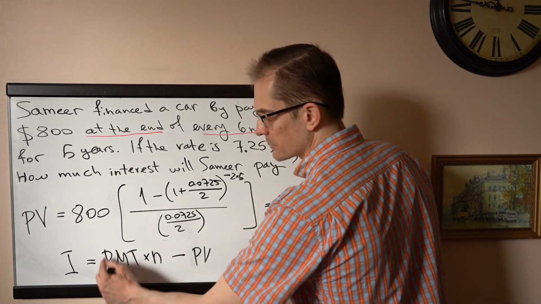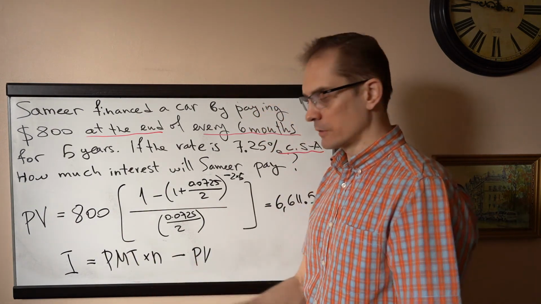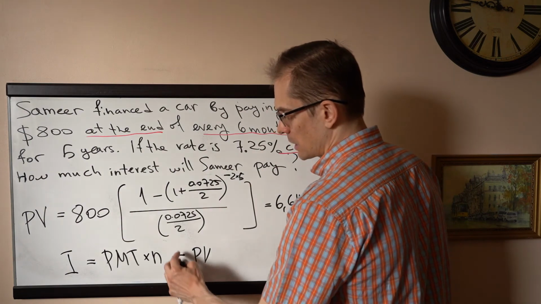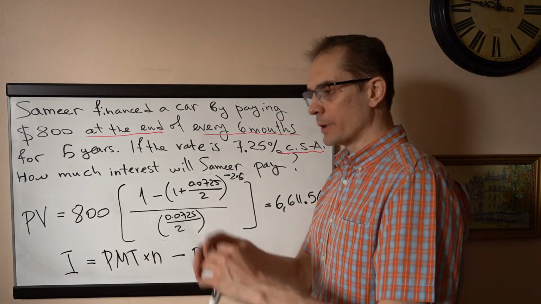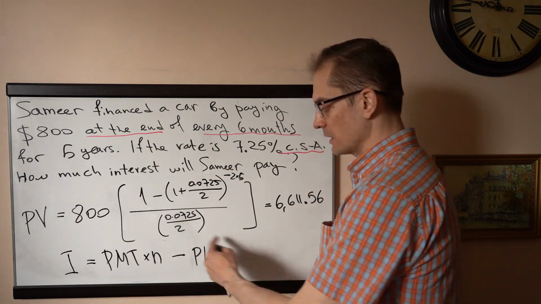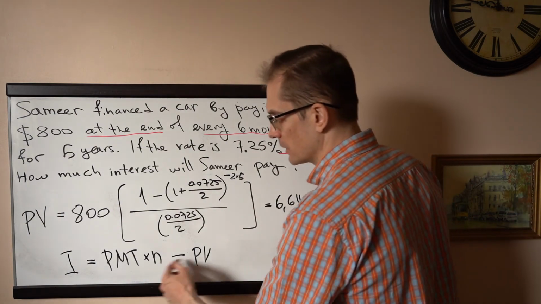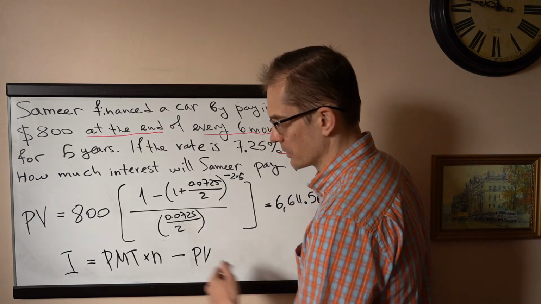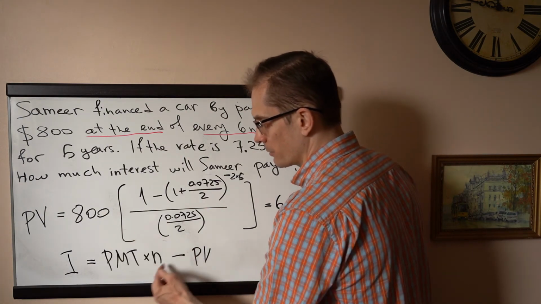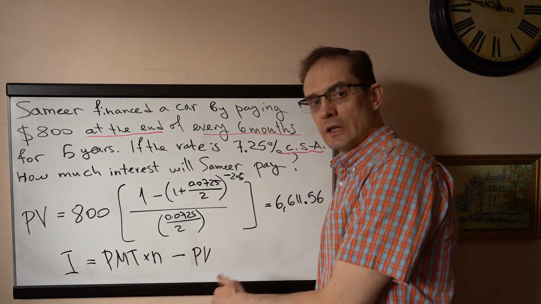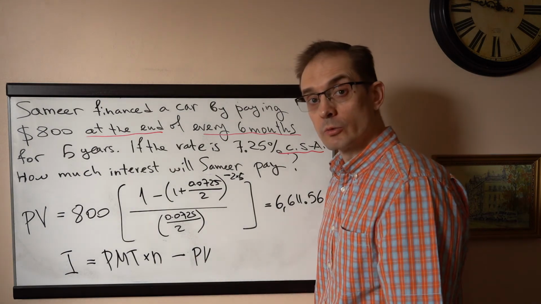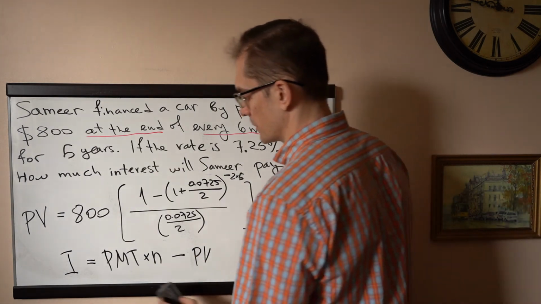So all your payments will contain interest, which means that all your payments combined will be bigger than the present value, the loan amount. It's just a natural thing to have, right? In a loan transaction. So therefore, you take all your payments combined and subtract the loan amount. That's how you will find your interest amount.